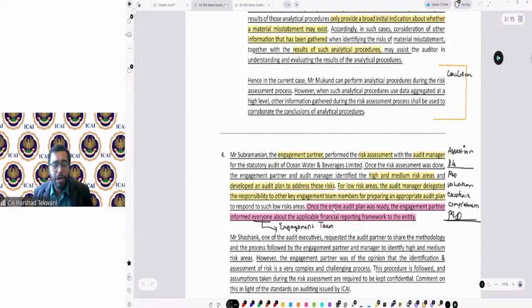So here, the engagement partner does not disclose the applicable financial reporting framework to everyone. He disclosed it after finalizing the plan. Then how can I consider that it was included in the audit plan? How can you identify the risk at the assertion level of presentation and disclosure when you are not aware what financial reporting framework is applicable? Are you getting my point?